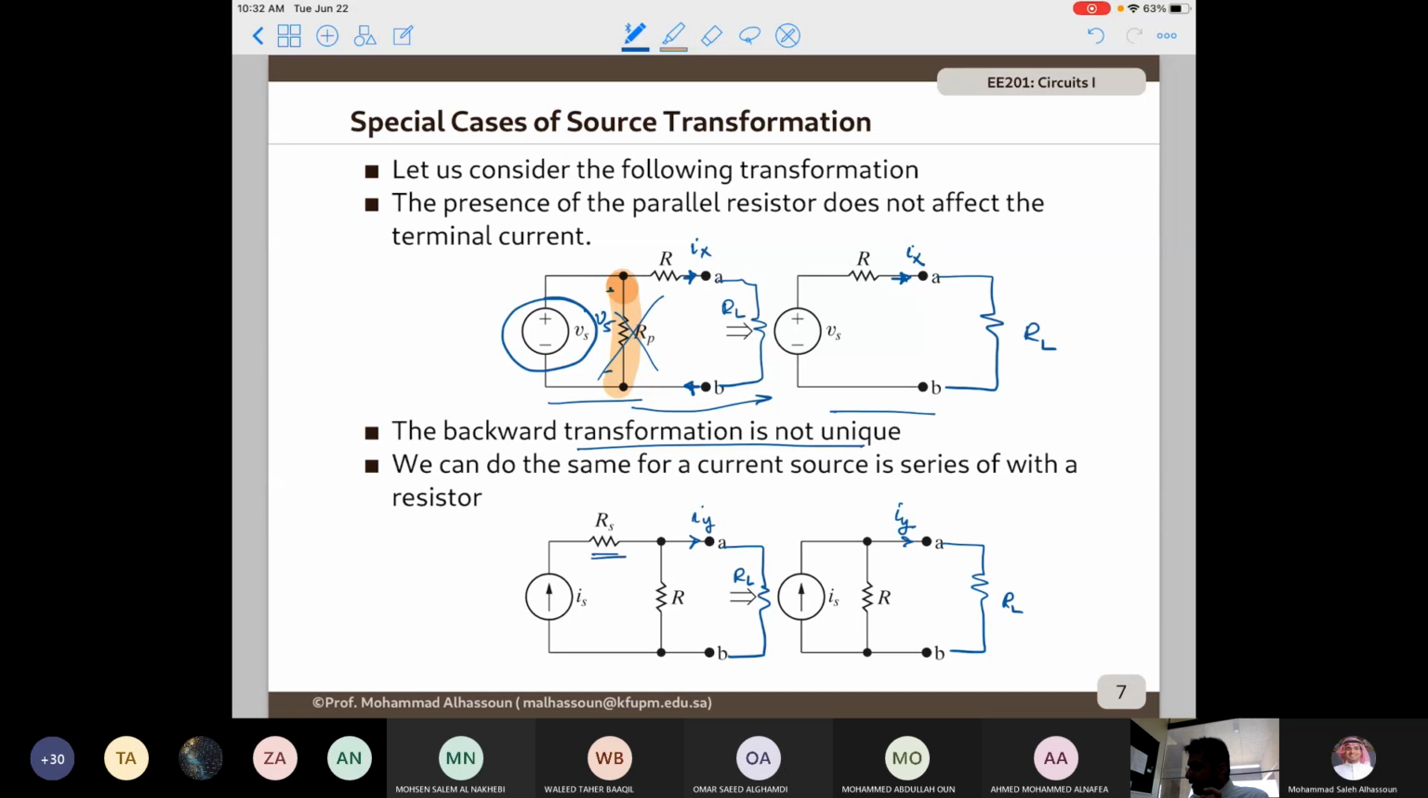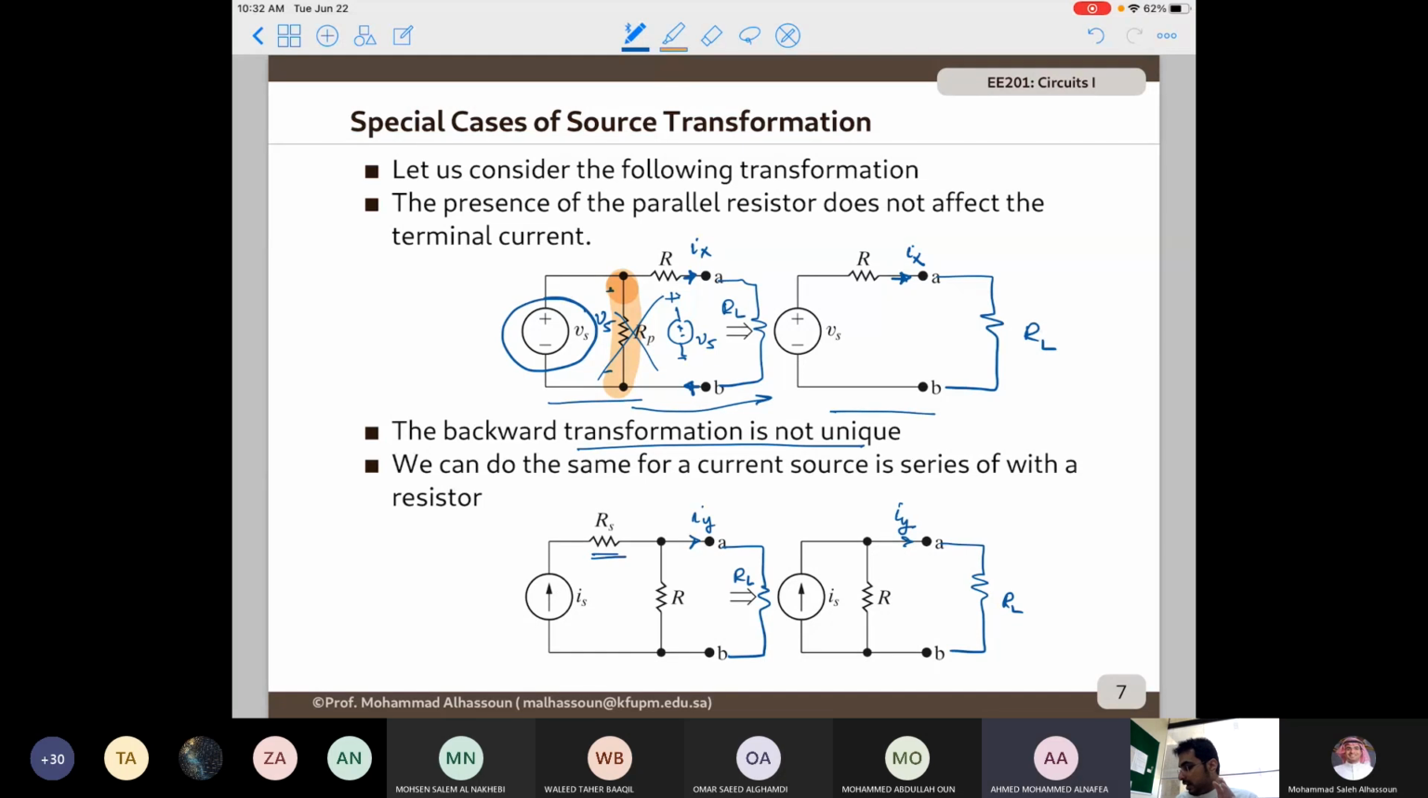So the question is, will Ix, the current supplied to the load, be different or will it be the same? No, it will be the same. So having this parallel resistor does not affect the current supplied to the resistor. The reason for that is you can imagine you have a fictitious voltage source here, and this one is Vs.